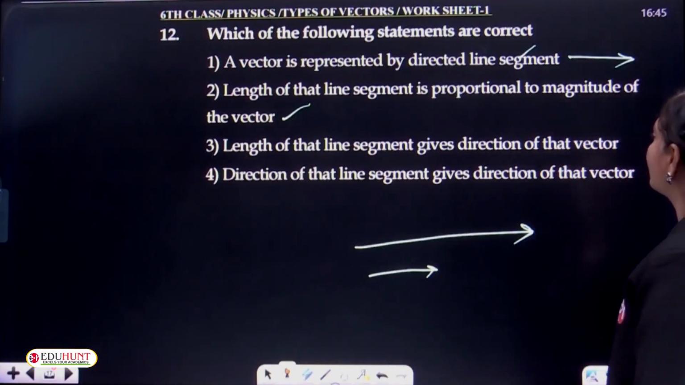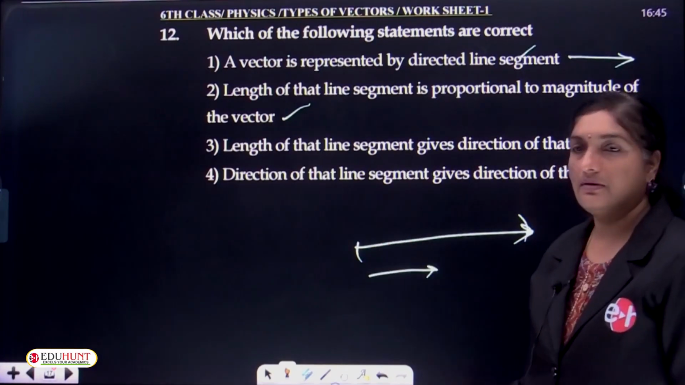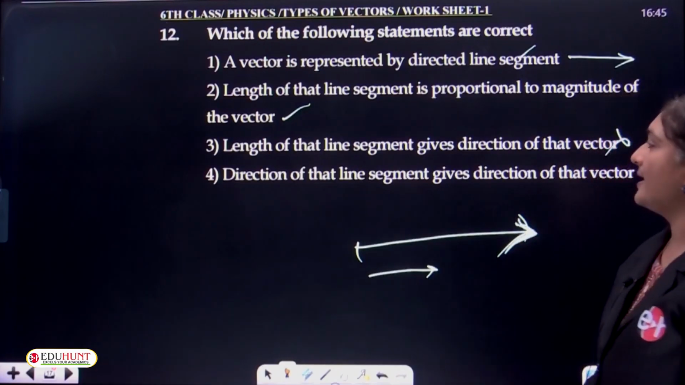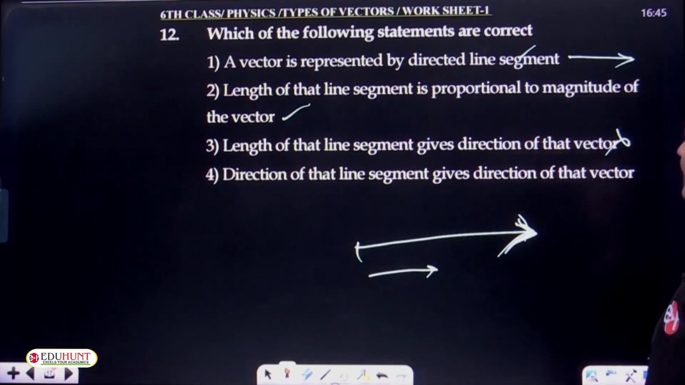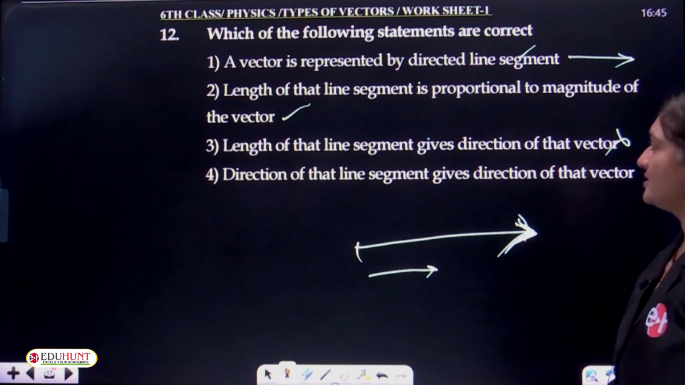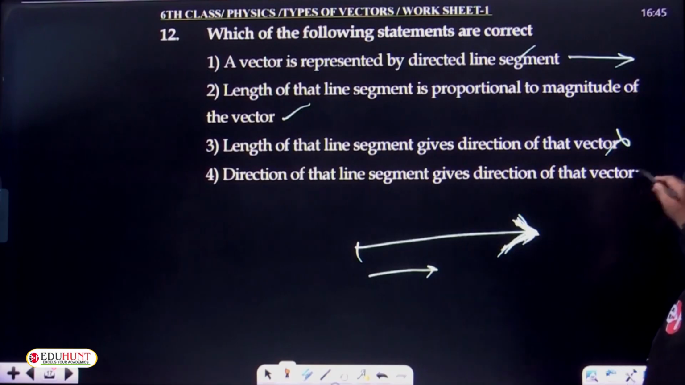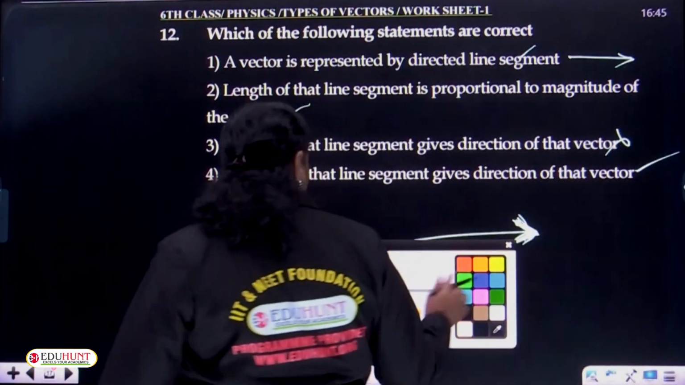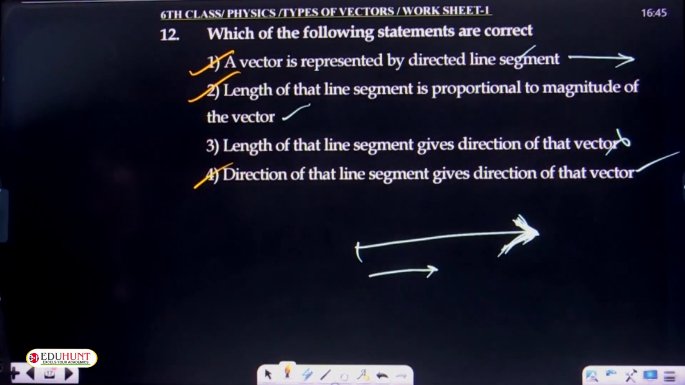The length of that line segment gives the direction of that vector. False. Length indicates the magnitude. The arrowhead indicates the direction. So, the third option is false. Fourth one, the direction of that line segment gives the direction of the vector. You are asked to find the correct statements. The direction of the line segment indicates the direction of that vector. Of course, it is true. So, which among them are the correct options, children? First, second and fourth hold good. So, 3 options are correct, multiple correct answers.